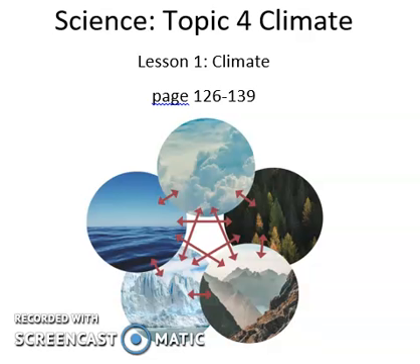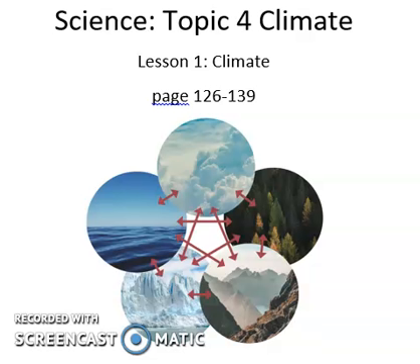The main factor that determines whether climate is polar, temperate, or tropical is where on Earth the place is located. So it's all about location, location, location.